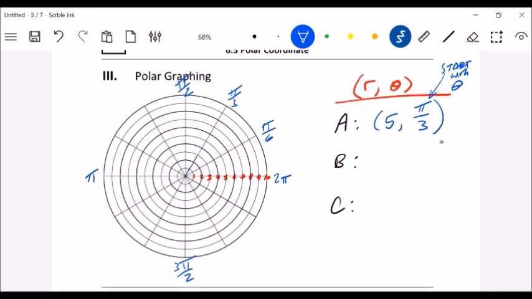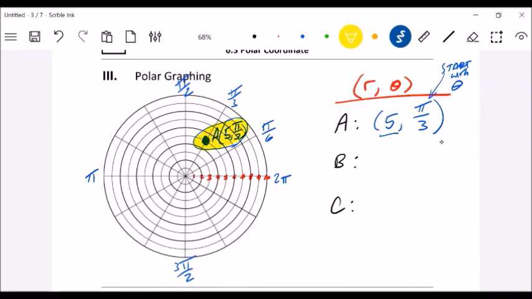So you go towards pi over 3, and you go the distance of 5. So first you have to identify that you're going towards pi over 3, and then you identify the distance here, which in this case is 5. Okay. So that would be A, which is 5 and pi over 3. So next, I think I'm going to yellow that in there.